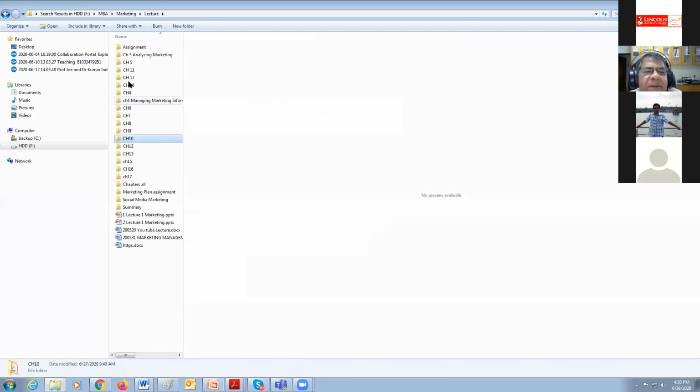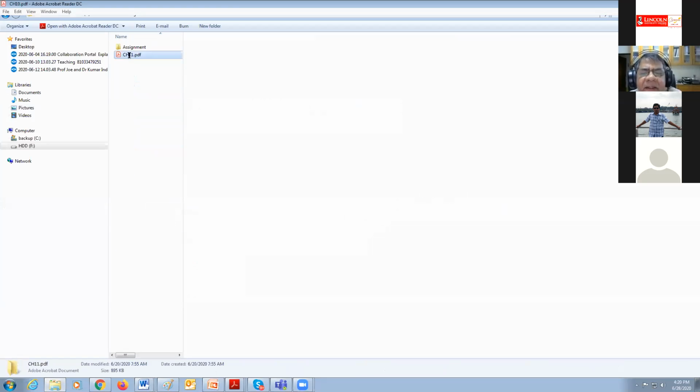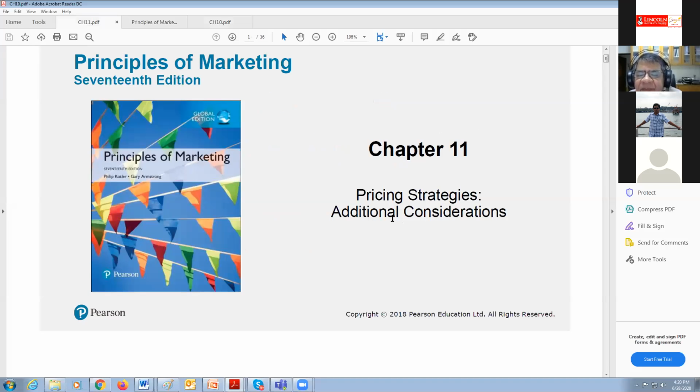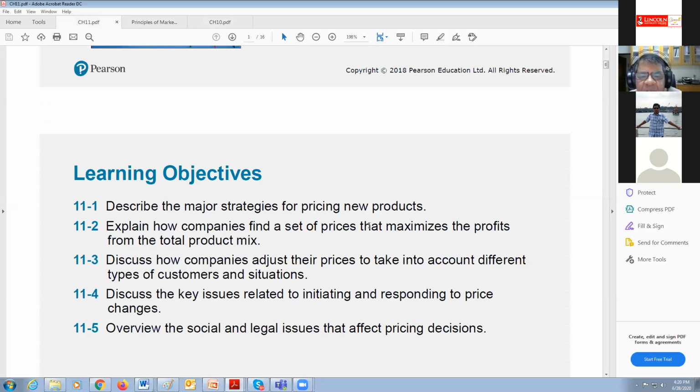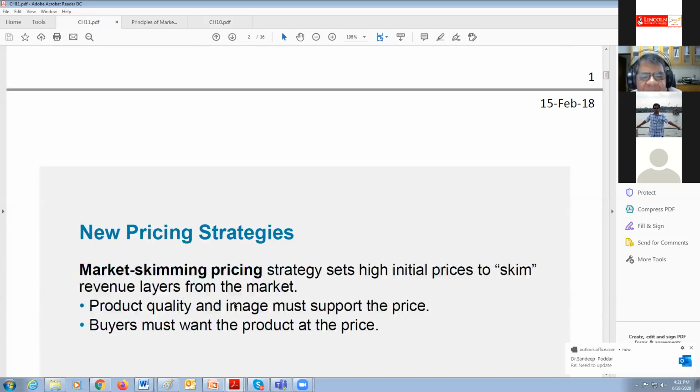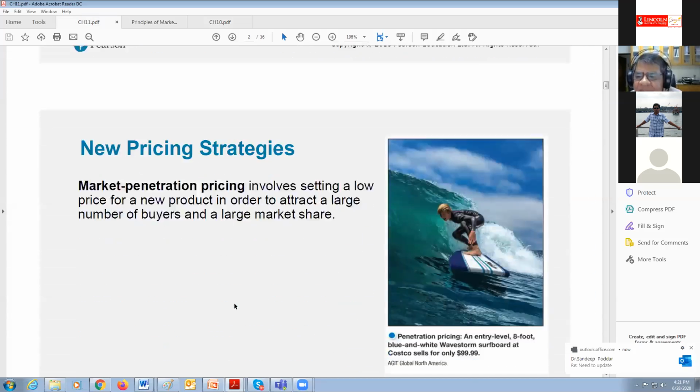Okay, now I'm going into the strategies. So chapter 10 is more on the basics, and this is additional consideration. What are the major strategies for pricing new products? Explain how companies find a set of prices that maximize the profits from the total product mix. Discuss how companies adjust their prices to take into account key issues. So these are the major objectives in your chapter 12.